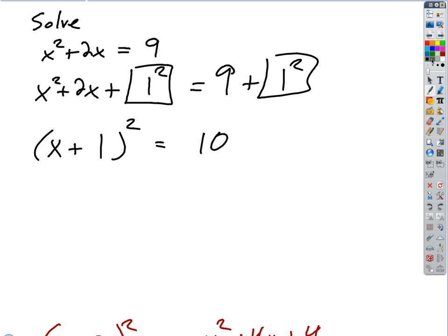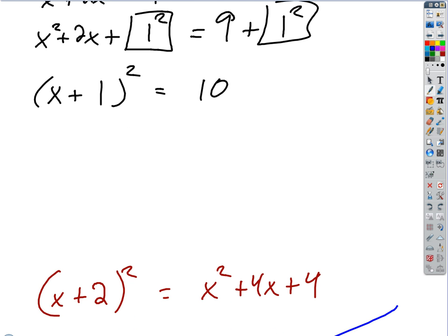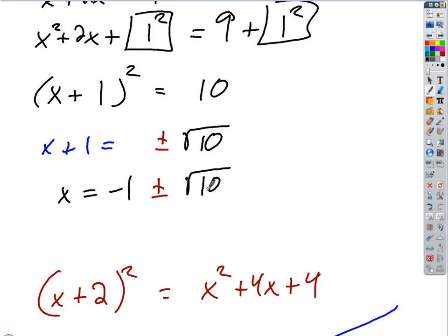Would it be negative 1 squared? So we get plus or minus, x plus 1 equals the square root, plus or minus square root of 10, which doesn't simplify, right? We're gonna add negative 1 in front of the plus or minus, and so we just end up with x equals negative 1 plus or minus square root of 10, and there's both our solutions.